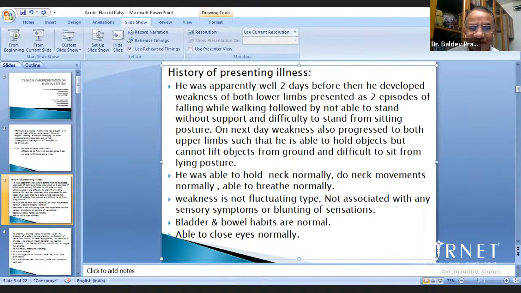And further he has taken, and that also you can see that is in 2-3 days. So probably a little bit fast progress, you can say. And further he has said that at least he was able to hold the neck, that means neck muscles are not involved, respiratory muscles are not involved. He has made the points clear. And further, even the weakness is not fluctuating type, and somehow, that is another point. Can you make it even ascending?